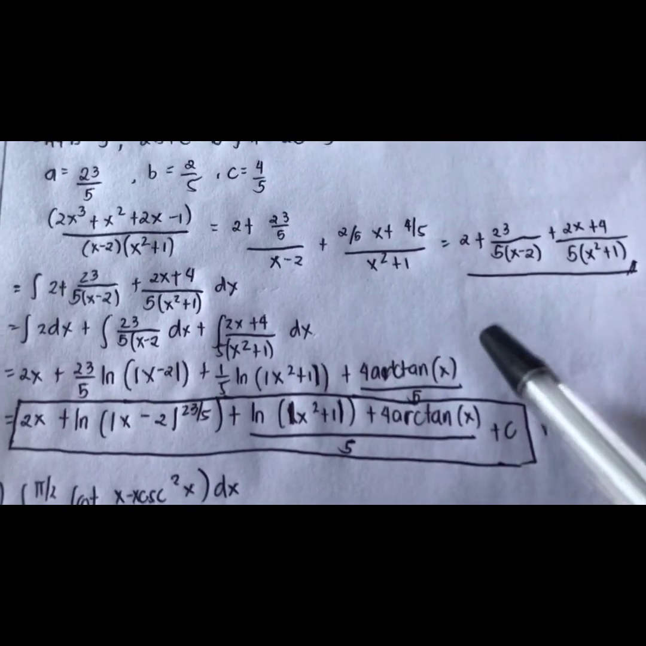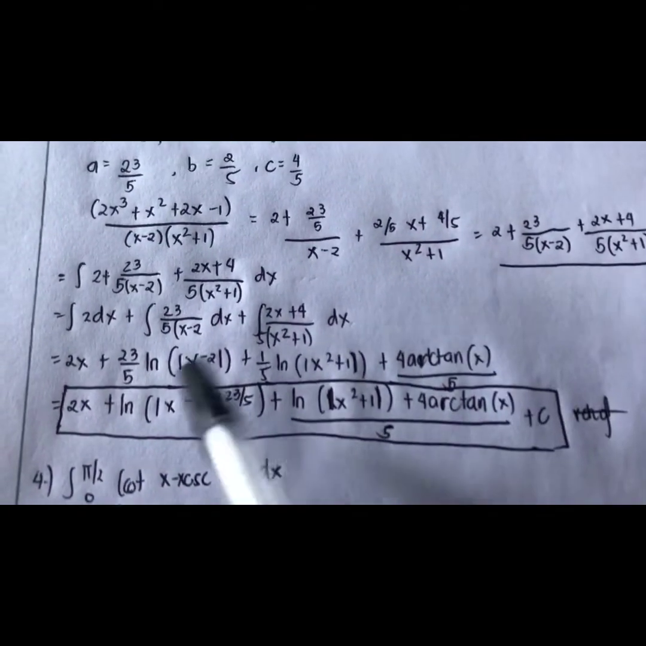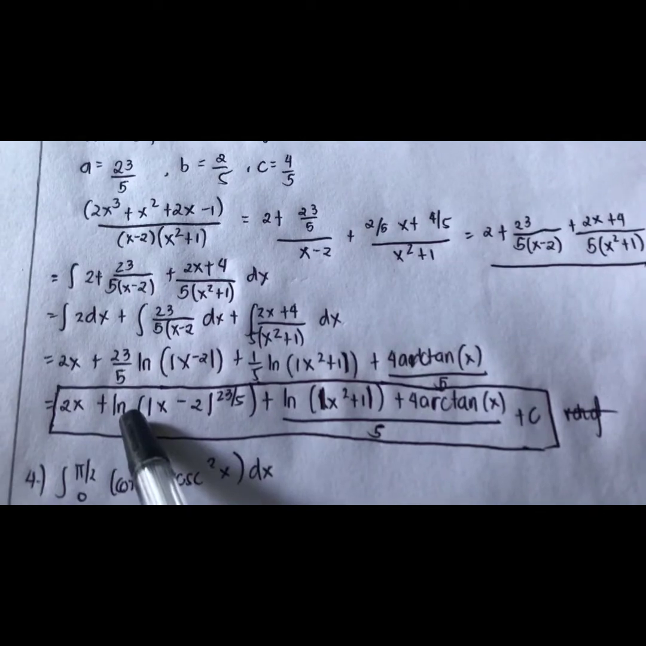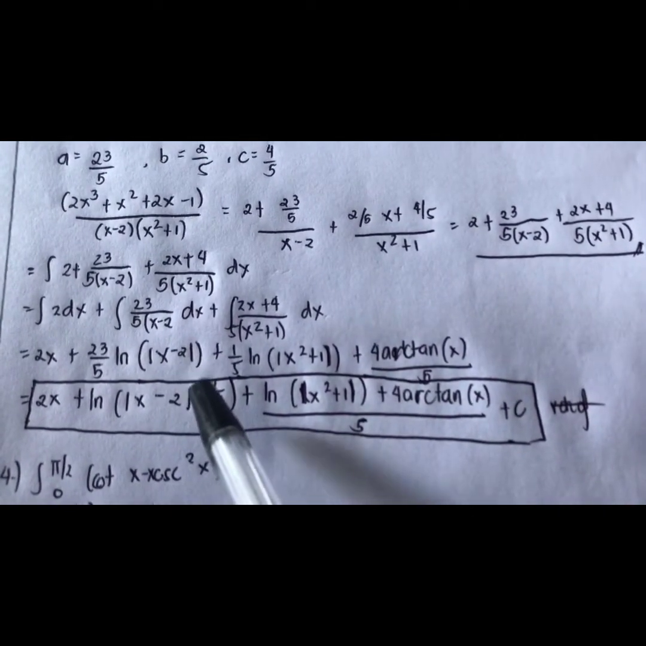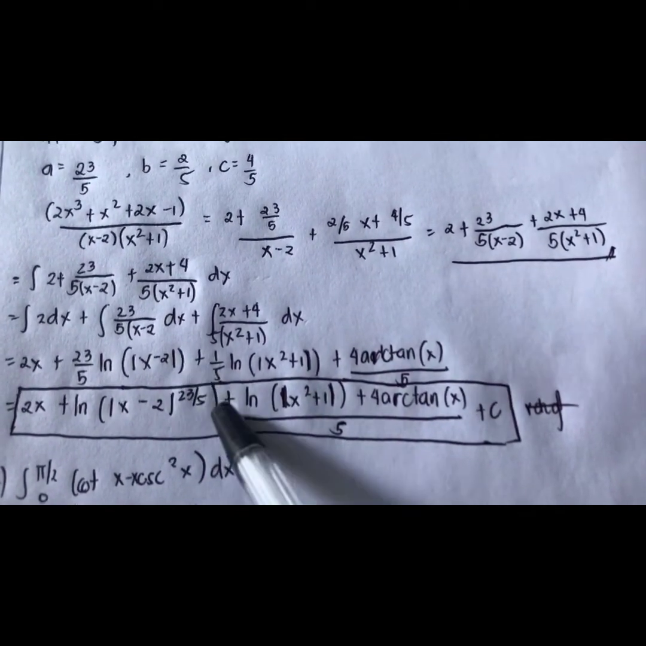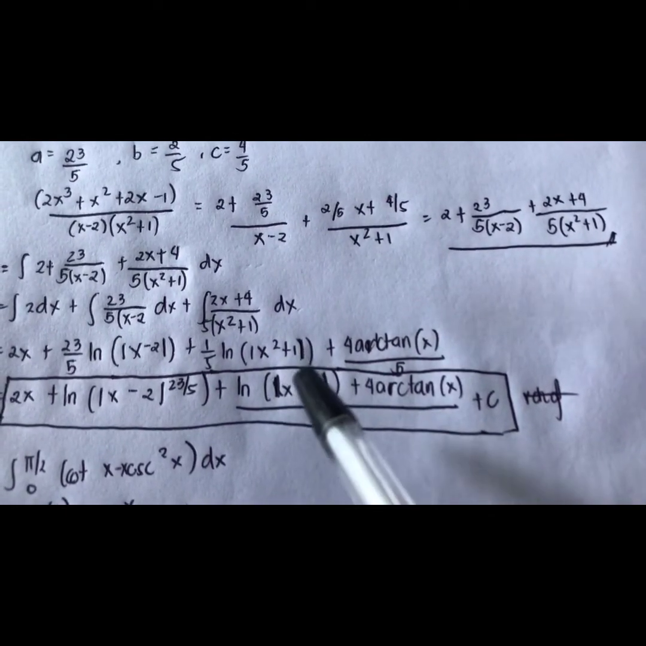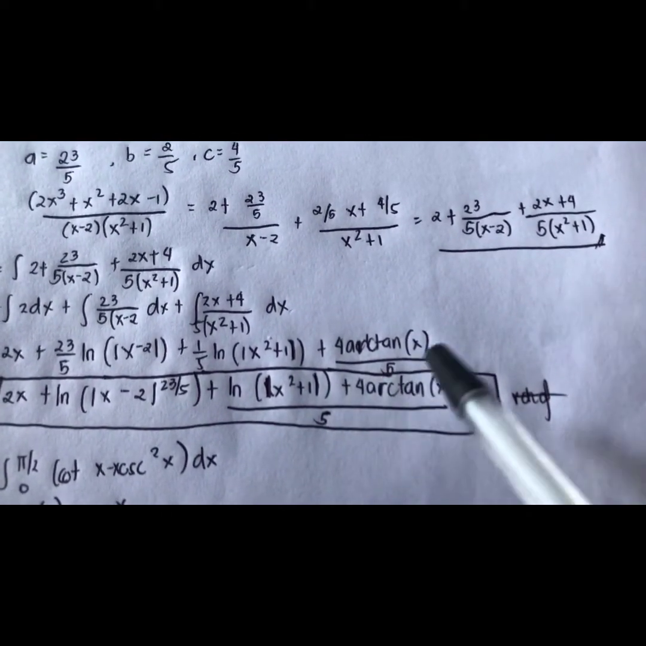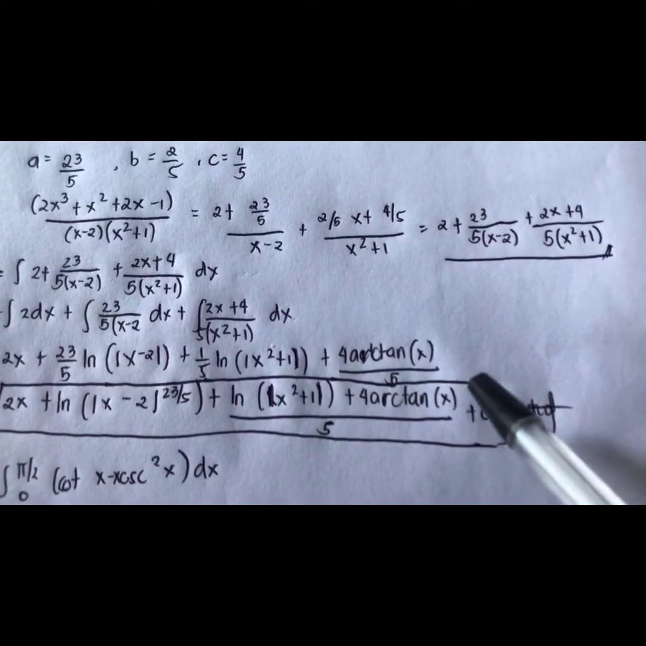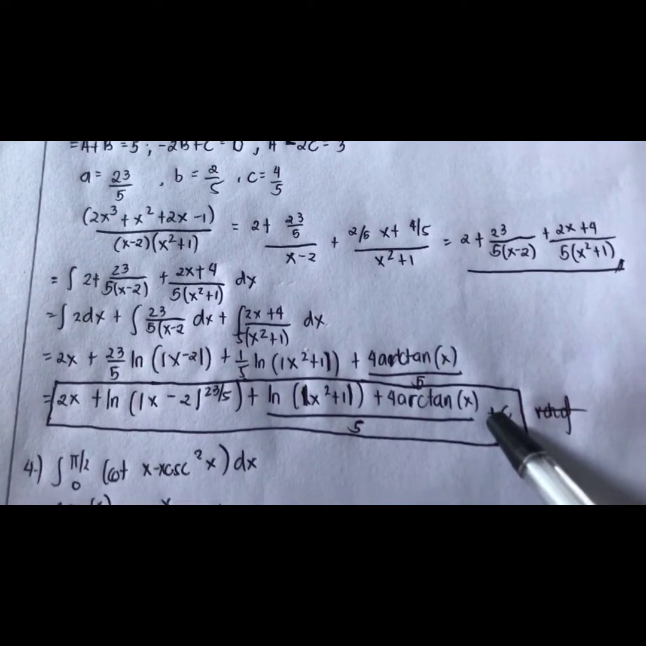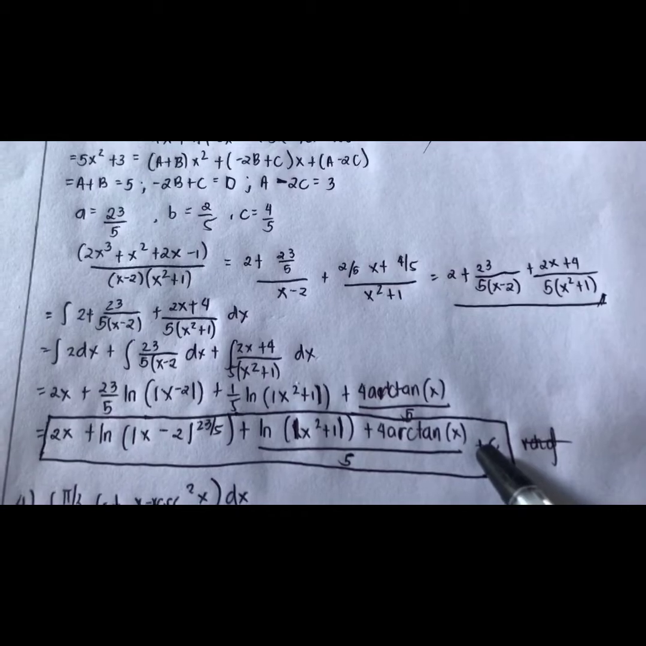And now we're going to simplify this one, and that will give us 2x plus ln the absolute value of x minus 2 raised to 23 over 5 plus ln the absolute value of x squared plus 1 plus 4 arctan x over 5 plus the constant c. And that is the final answer for problem number 3.